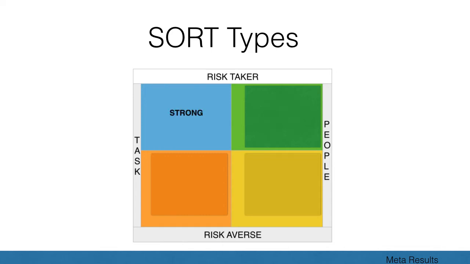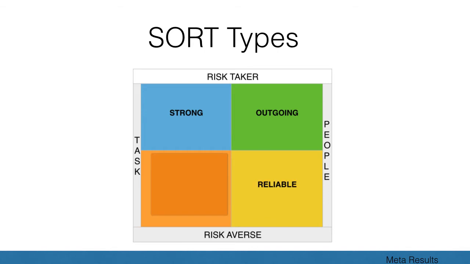The first type, which is S or factor S, is the strong type of person. He is a risk taker and he is task oriented as well. The second one is also a risk taker. He is leaning into something new and he is people oriented. So that's the second type.